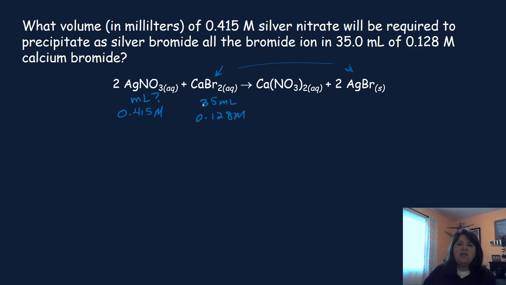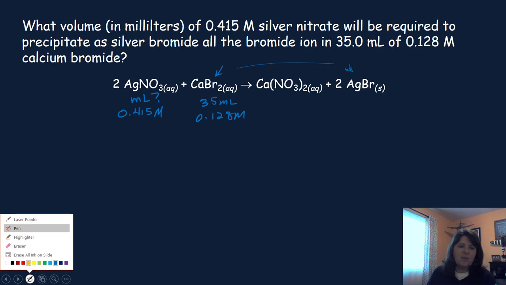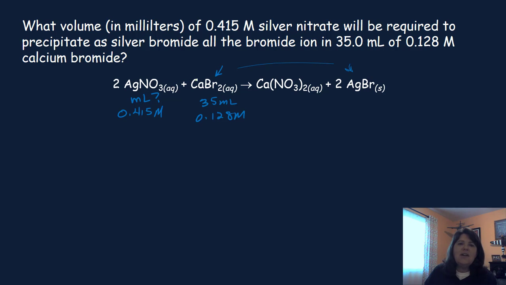Yes, the first thing you need to do is figure out the moles of bromide ions. To figure that out, you could start off just a little different than what I did last time, but not completely different. I'm just combining a couple steps. If you look at calcium bromide, we know that this salt is going to dissociate into calcium ions and bromide ions.